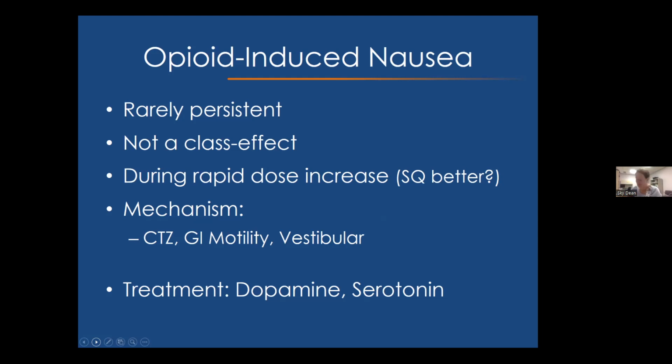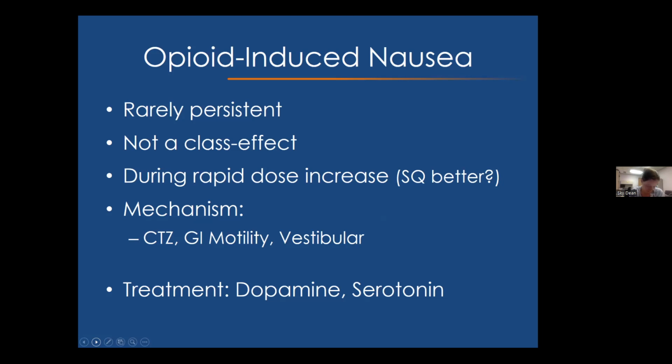Often a rotation helps with that too, because it's not a class effect. The mechanism is not entirely clear, probably also has something to do with the chemoreceptor trigger zone. We know very well that opioids change the motility of the GI tract on multiple levels. There might be a vestibular component. In general, we use the dopamine and serotonin corner of treatments for this. If someone worries, I got nauseous with opioids in the past, you say, we'll give you some medications, and once the doses are steady, you will very likely lose the nausea again.